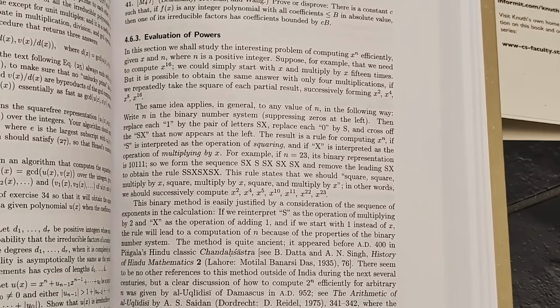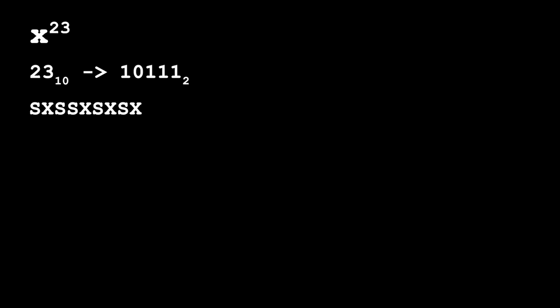Take a desired power. Let's follow Knuth here and say x to the 23rd. Write the power in binary as a string, then turn all the 1s into sx, and all the 0s into s. If the resulting string starts with sx, trim it off. Then read through from left to right, squaring the running value when you see an s, and multiplying by the original value on an x. 22 multiplications turns into just 4 squaring operations and 3 multiplications.